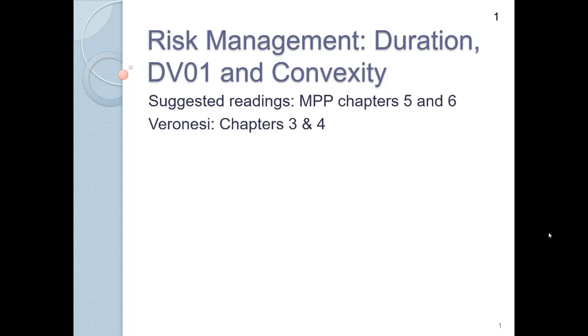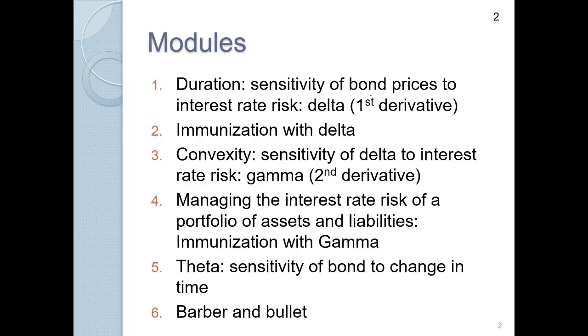In this chapter, we're going to talk about risk management, which involves two main topics, which are duration and convexity. The chapter is divided in 6 modules. The first module will talk about duration, which is the first derivative of bond prices to interest rates, also called delta. Then we're going to see how to do something called immunization with delta. That's how to manage portfolio interest rate risk.